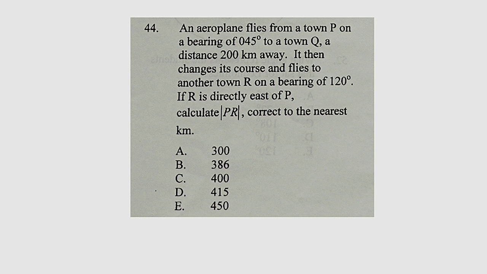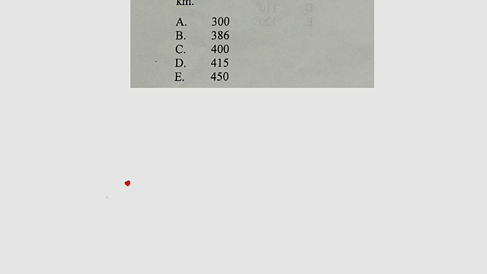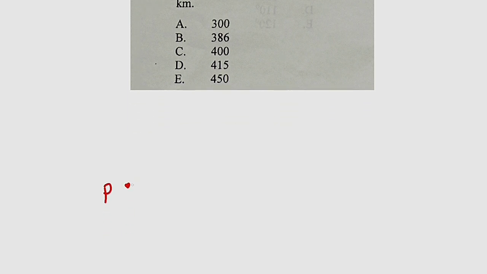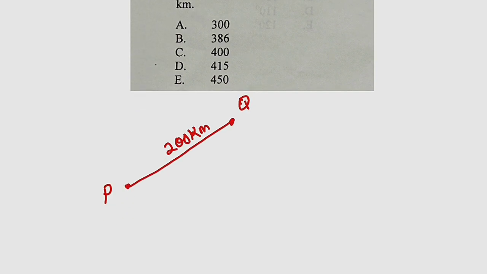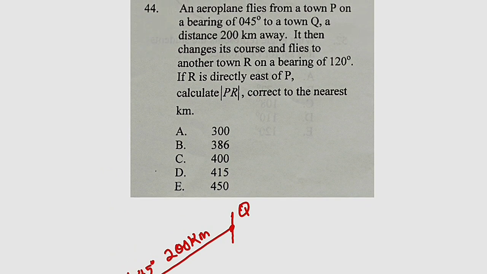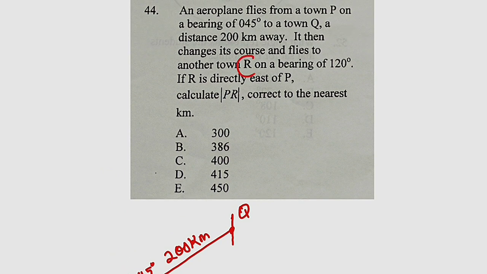You should know that the plane started from what? Town P. So let's assume we have a town P right here. Let me call this P. It travels to another town Q on a bearing of what? 45 degrees. So let's assume it is somewhere here. This is town Q. Distance is 200 kilometers apart, right? And the angle here is 45 degrees. And from Q, the plane travels to another town R on a bearing of 120 degrees.